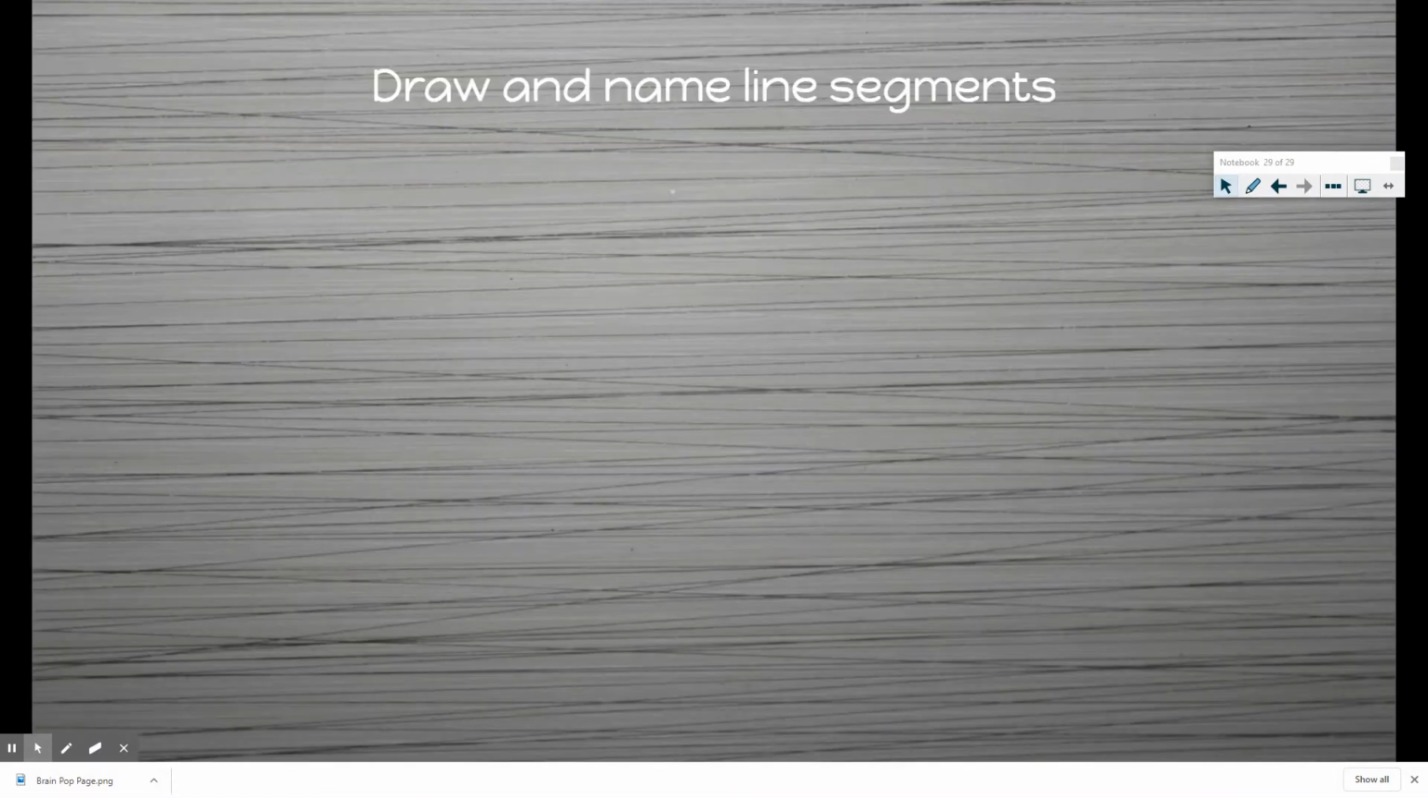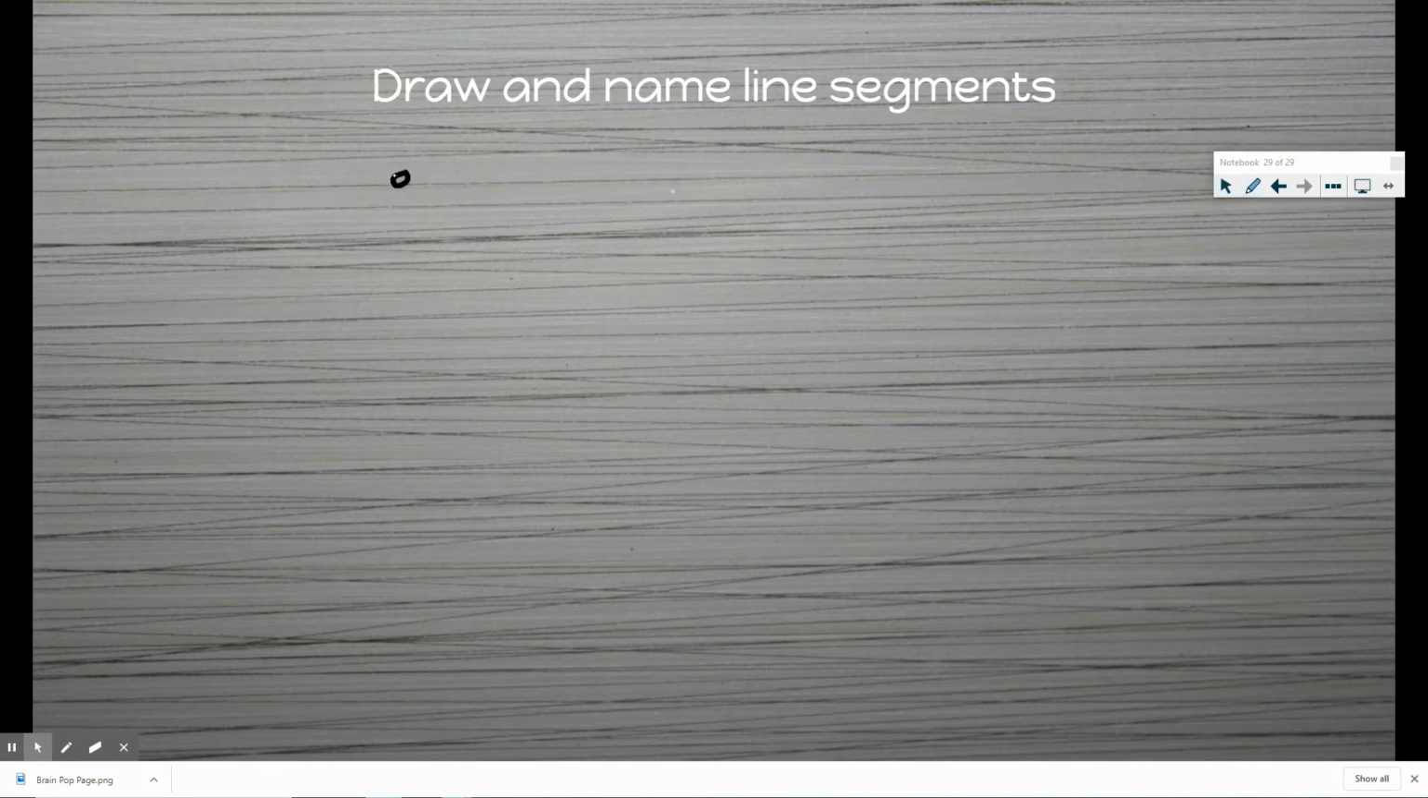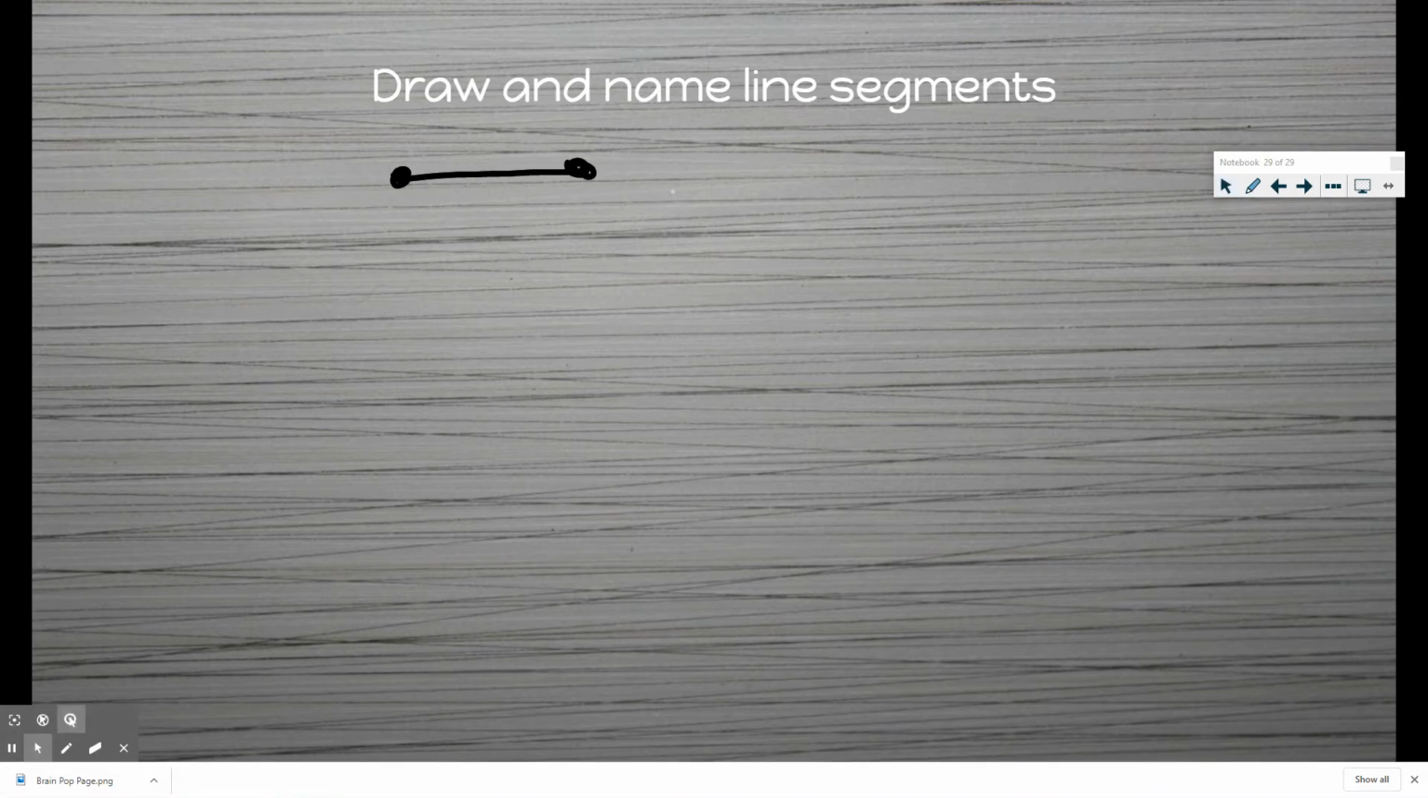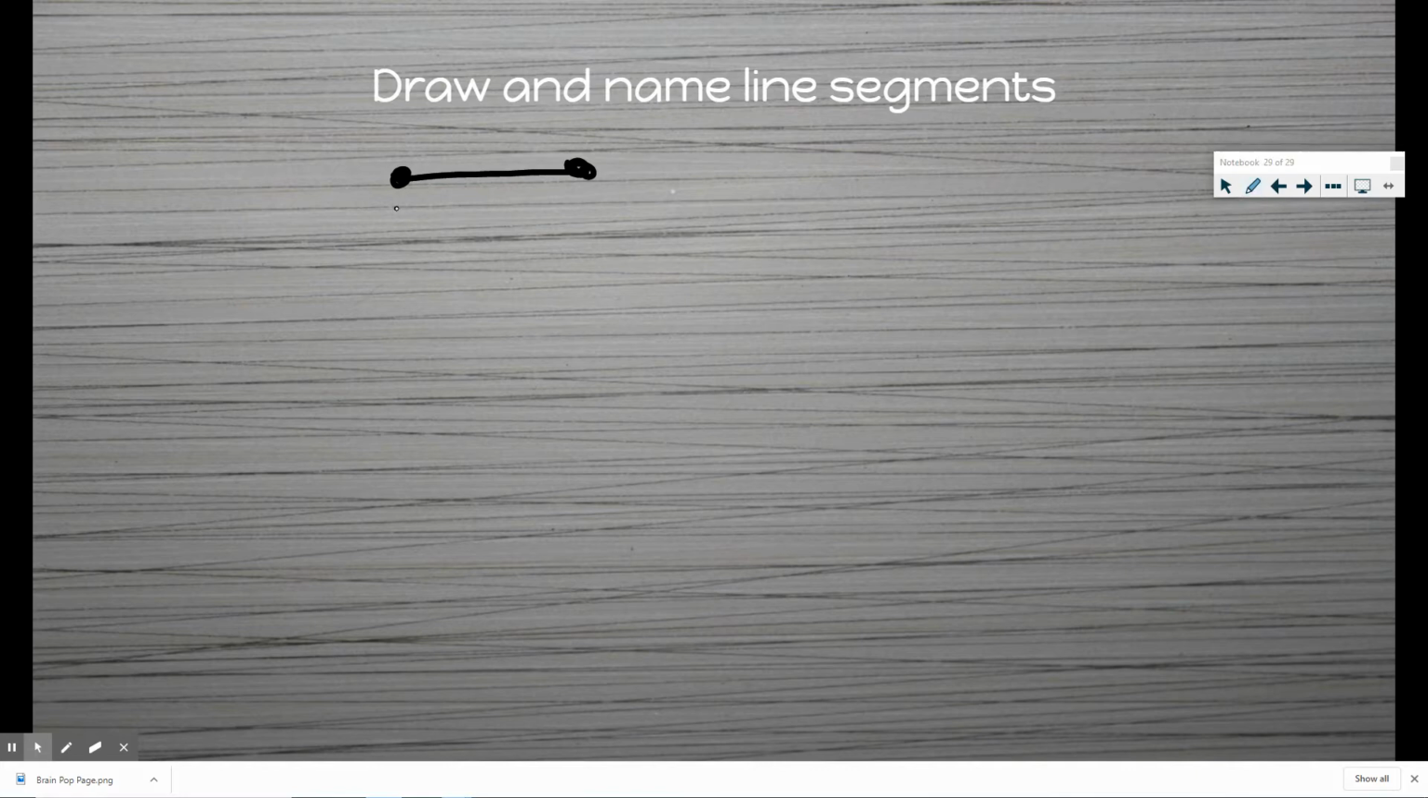All right, our next piece is looking at line segments. So line segments have 2 endpoints. And on my endpoints, I'm going to give each of those endpoints a name. So this endpoint I'm going to call B, and this one T, and I would write it like this. I would just draw my line over BT, or it could be TB.